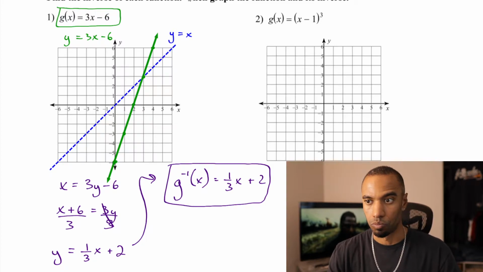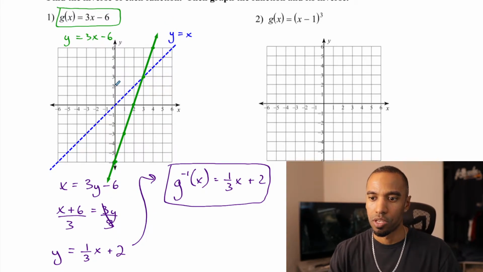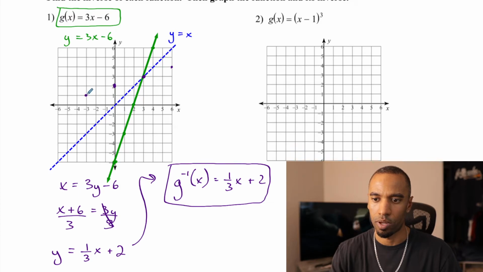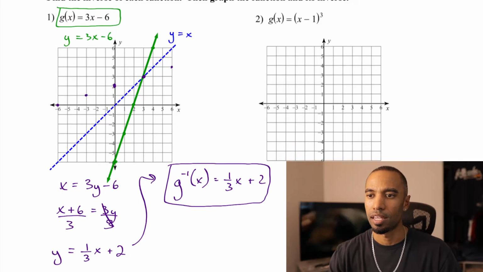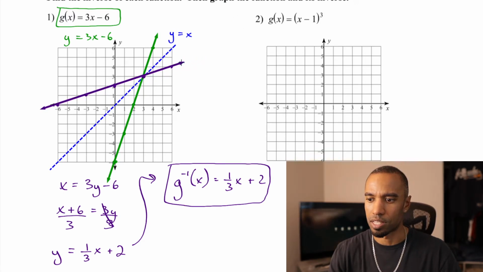Well, let's graph it. So this one here, 1/3 x plus 2. So a y-intercept of 2, rise 1, run 3. Rise 1, run 3, and let me go the other way as well. Fall 1, run 3 to the left, like so. And let's graph that line as well. So that one, let's see if this makes sense as far as reflecting across this line and such.